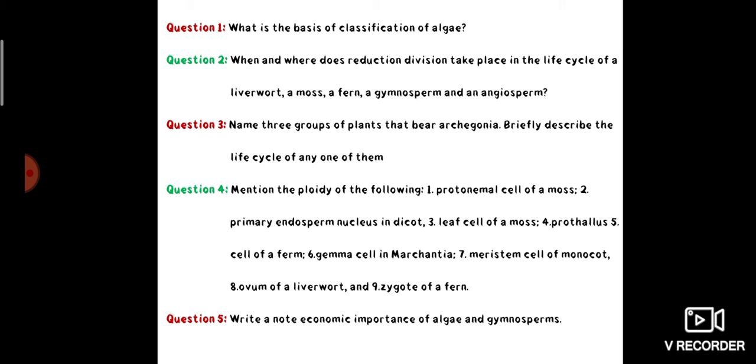Then come to the medicinal properties. An anti-cancer drug Taxol is obtained from the plant Taxus, which belongs to gymnosperms.